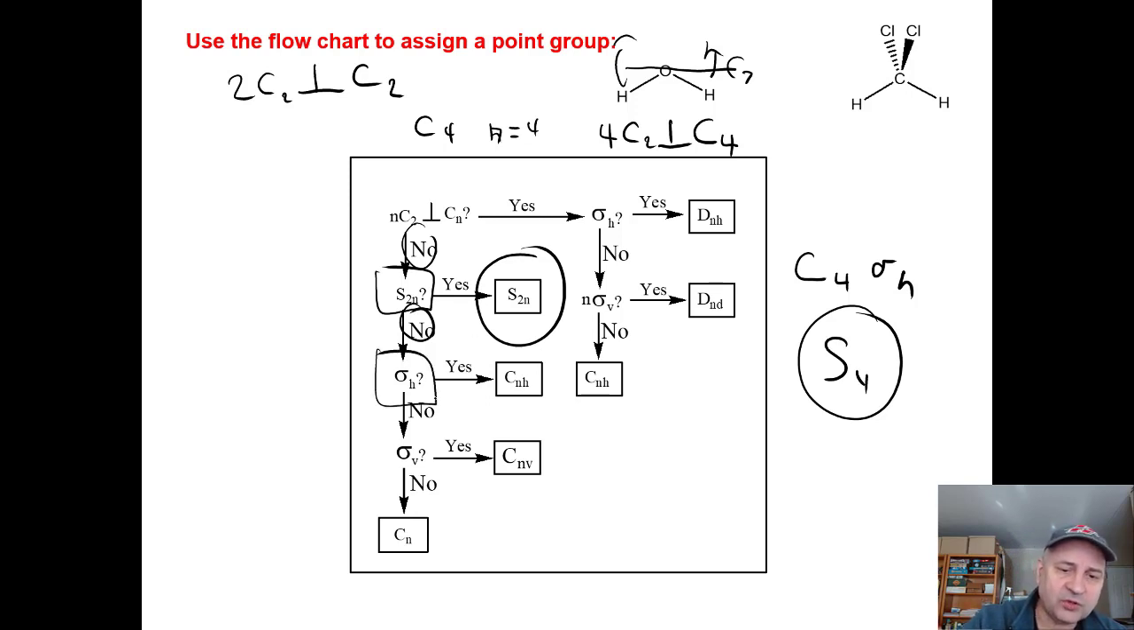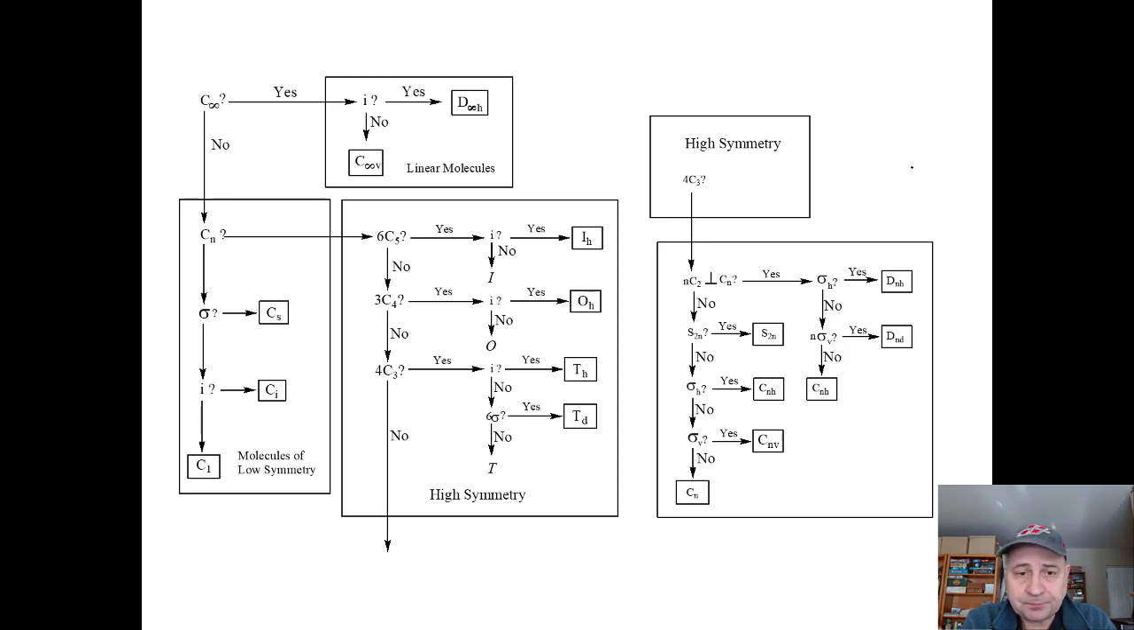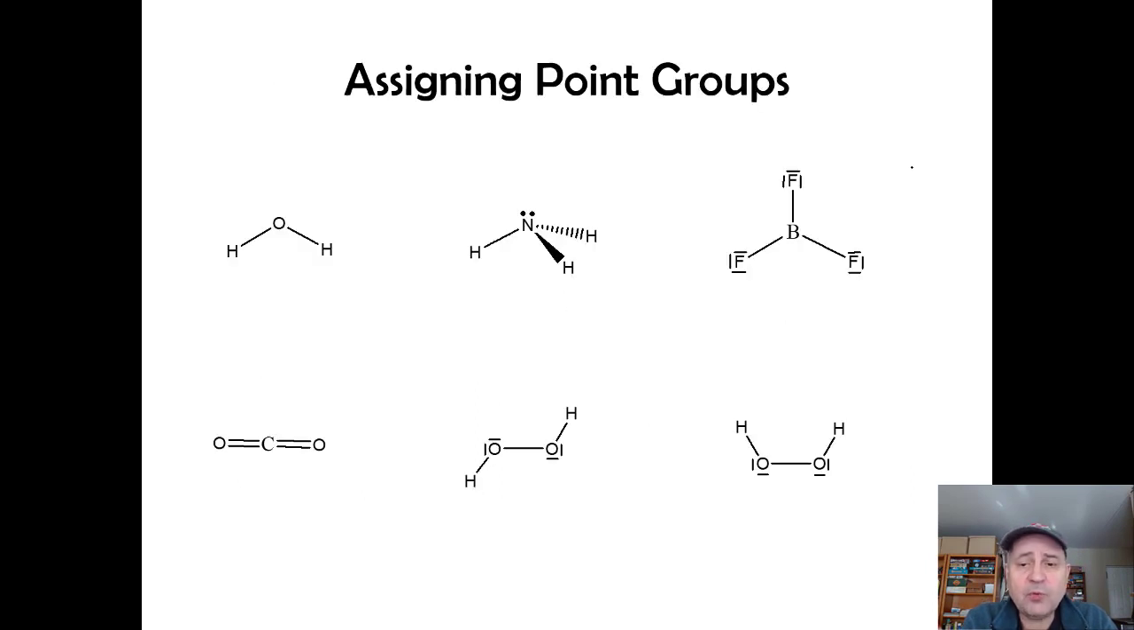We also don't have a horizontal mirror plane, but we have 2 sigma V's, and so this becomes a C2V point group. So both of those are C2V. So now you know how to use the flow chart, and we're going to go through all 6 of these. I suggest that you pause, you go through it, and then I will go through assigning the point group rather quickly. We already know we have a C2V, so let's go on to the next one.